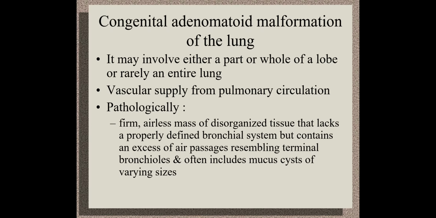Another example: congenital cystic adenomatoid malformation of the lungs. It may involve either a part or the whole of a lobe, or rarely an entire lung. The vascular supply is from the pulmonary circulation. Pathologically, it is a firm, airless mass of disorganized tissue that lacks a properly defined bronchial system, but contains an excess of air passages resembling terminal bronchioles, and often includes mucus cysts of varying sizes.